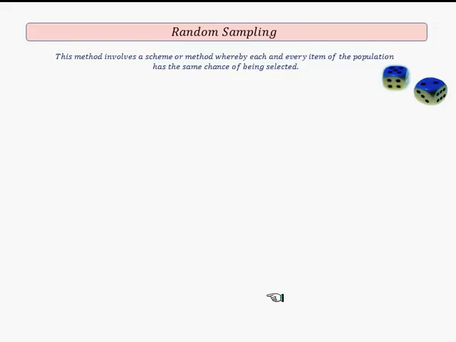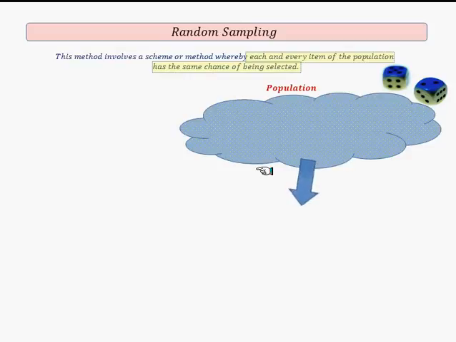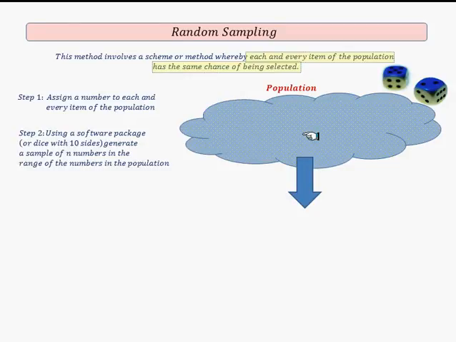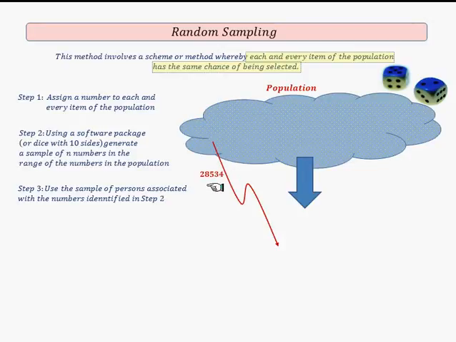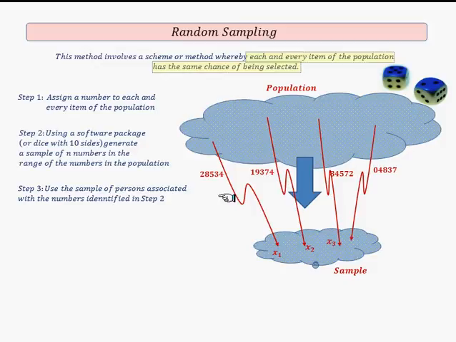Now the first method of sampling is called random sampling, and it involves a method whereby each and every item of the population has the same chance of being selected. The best way to do that is to assign a number to each and every item of the population, and then use a software package to generate 100 or so, several hundred items from the population. We have here a number generated randomly, and we find the item of the population corresponding to this number, and these constitute our sample, as you can see them coming on the screen here.